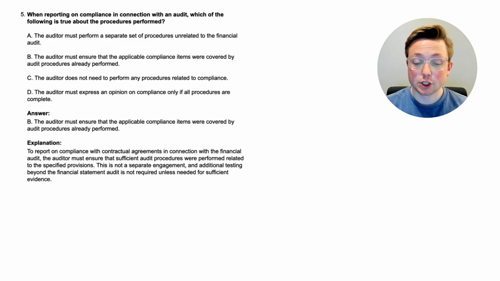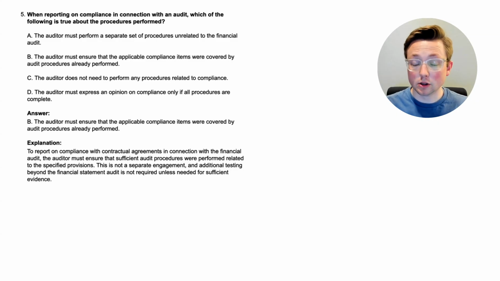B, the auditor must ensure that the applicable compliance items were covered by audit procedures already performed. To report on compliance with contractual agreements in connection with the financial audit, the auditor must ensure that sufficient audit procedures were performed related to the specified provisions. This is not a separate engagement, and additional testing beyond the financial statement audit is not required unless needed for sufficient evidence. So basically, you're just trying to make sure that the sufficient things that were supposed to have been done in the audit related to what you're trying to figure out compliance for were done.